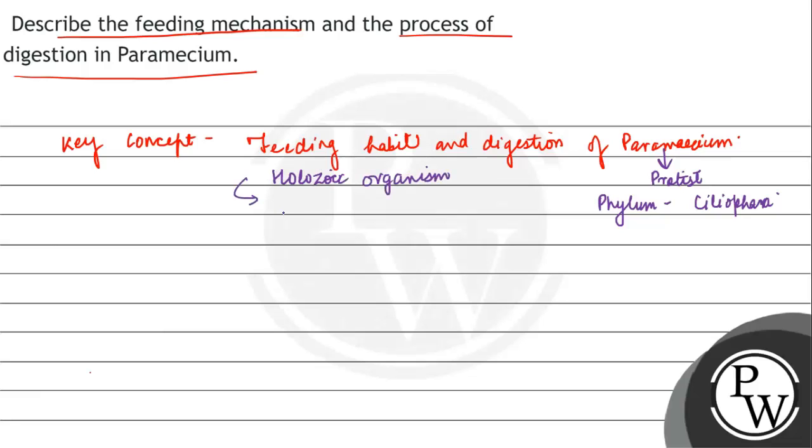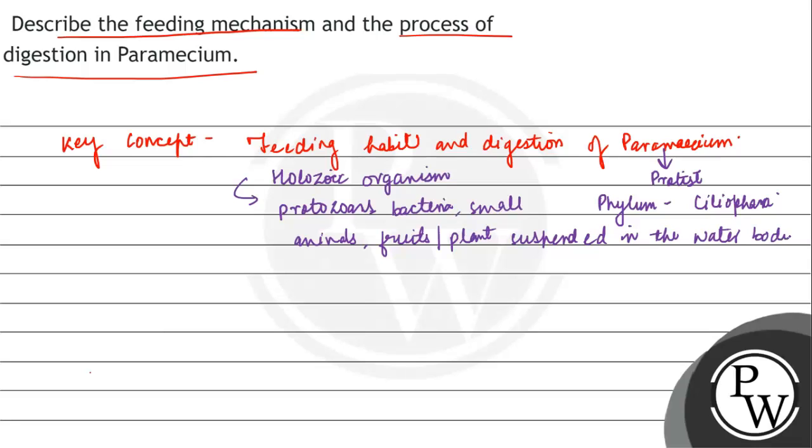That means it feeds upon protozoans, bacteria, small animals, and also fruits, vegetables, or you can say plants present suspended in the water bodies. Now, during the process of feeding, they do not swim.